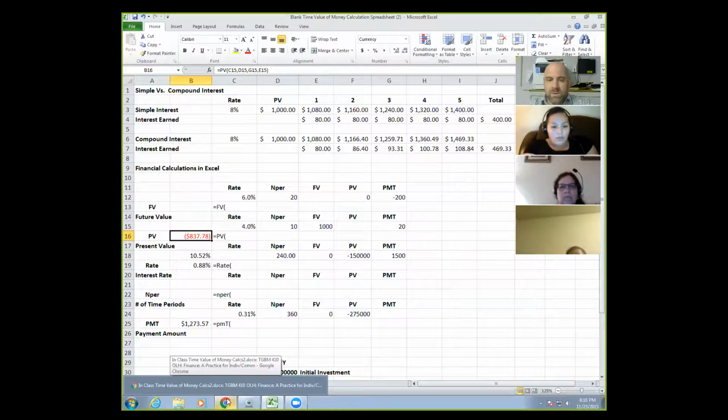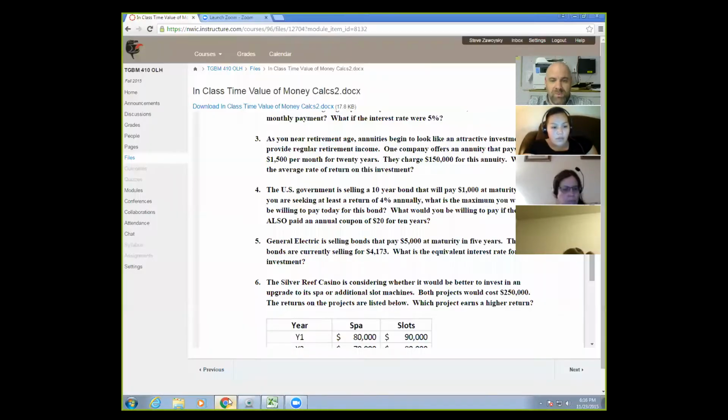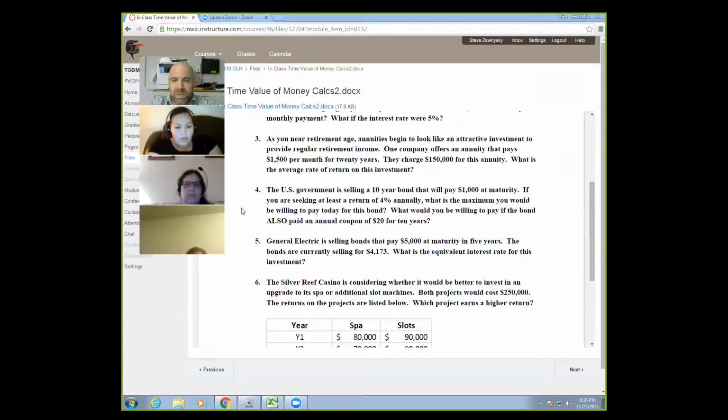All right, so on to number 5. General Electric is selling bonds that pay $5,000 at maturity in 5 years. The bonds are currently selling for $4,173. What is the equivalent interest rate for this investment? All right. 4 minutes.